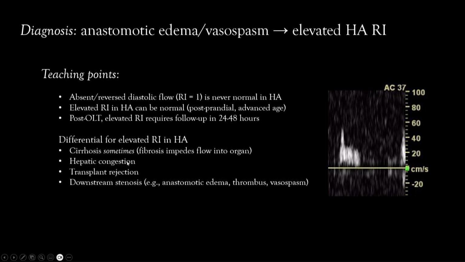Hepatic congestion, so obviously if you've got a really congested liver from heart failure, tricuspid regurgitation, that will sort of increase the blood volume in the liver, harder to pump blood in through the artery. Transplant rejection, you can imagine a lot of inflammation, edema within the liver. That could also make it hard for the hepatic artery to flow into the liver. And then sort of downstream stenosis. So if you're measuring in the hepatic artery proximal to the point of stenosis, then you'll see an elevated resistive index. And we'll kind of see the counterparts of that here in a moment.